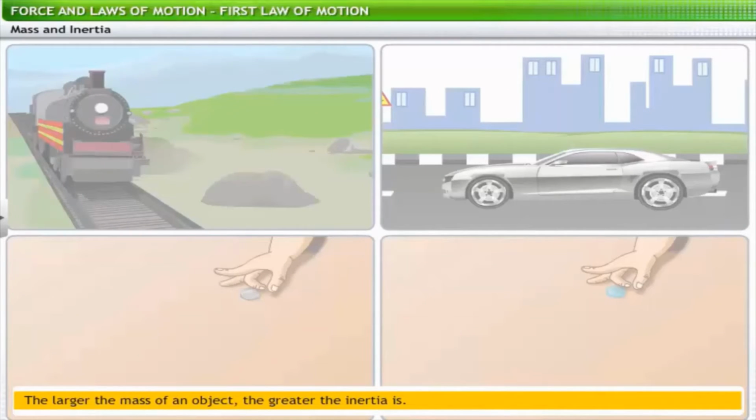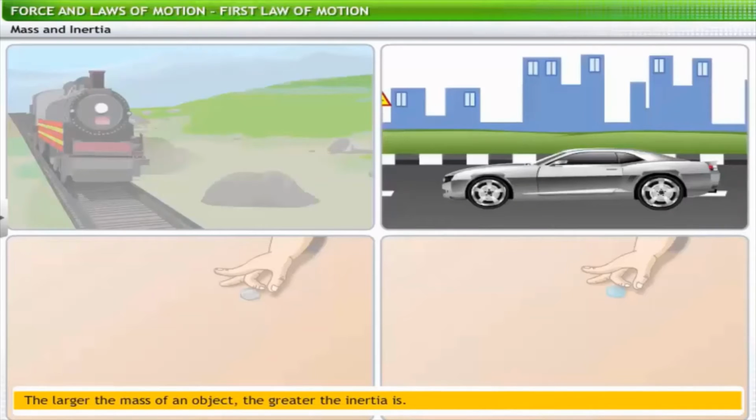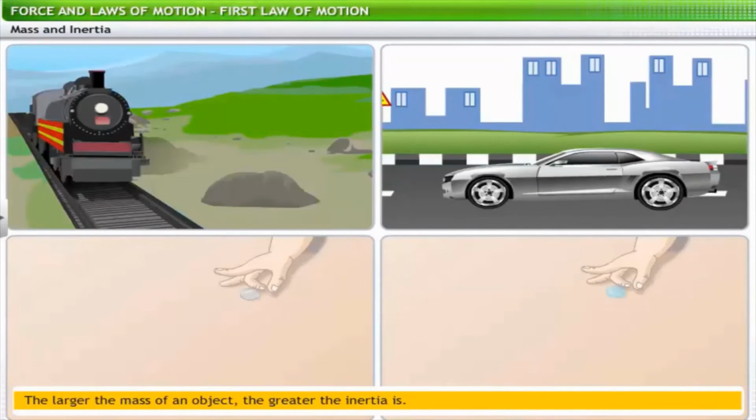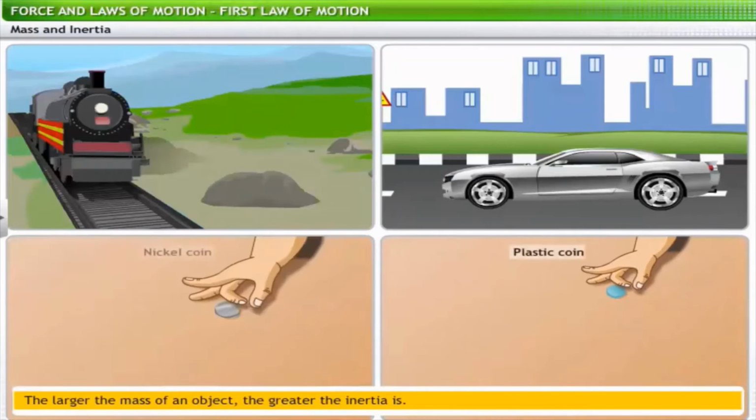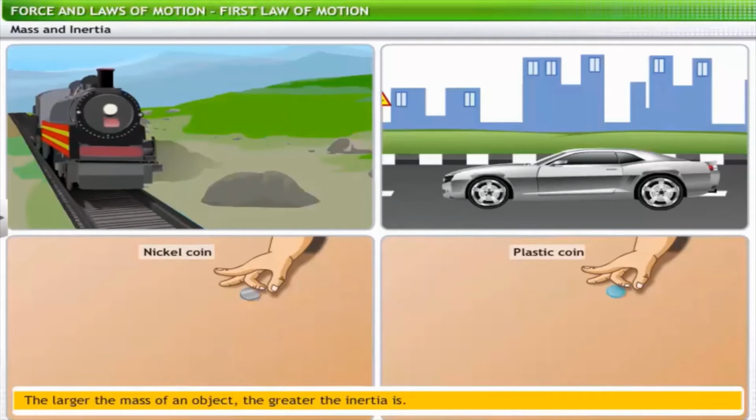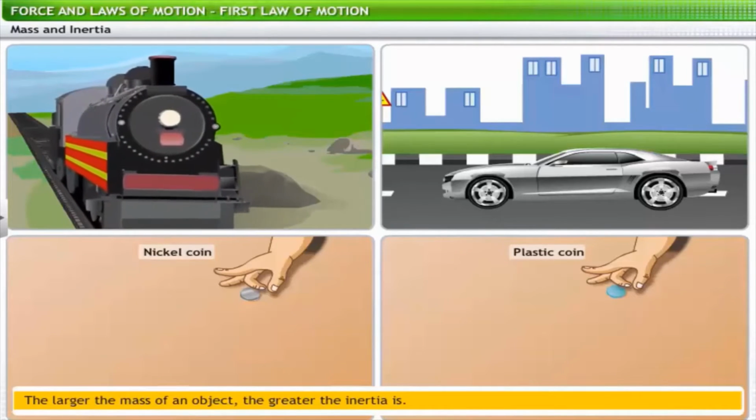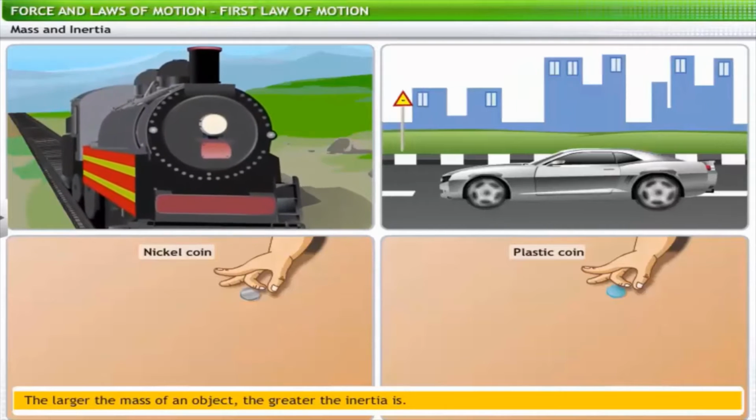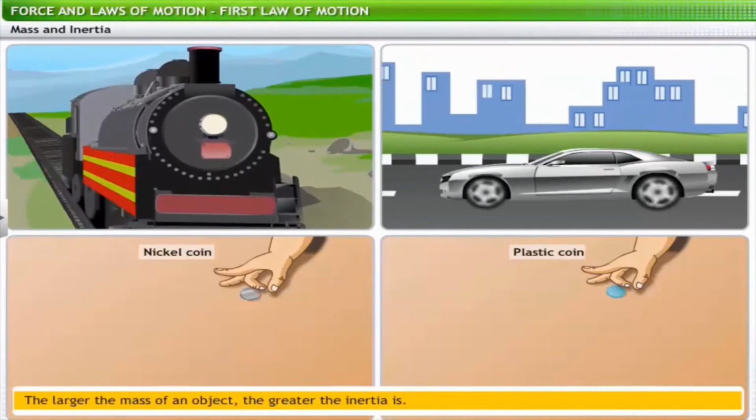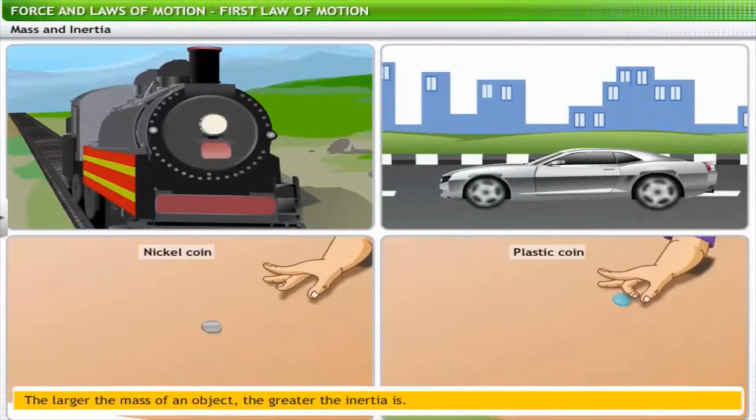Based on this, if you compare a car and a train, and a plastic coin and a nickel coin, which of these would have more inertia? You would need to compare the mass of each set of objects. The mass of a train is more than the car, so the train will have more inertia. Similarly, the mass of a nickel coin is more than that of a plastic coin. Hence, the nickel coin will have more inertia.